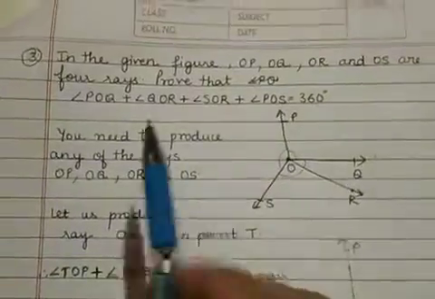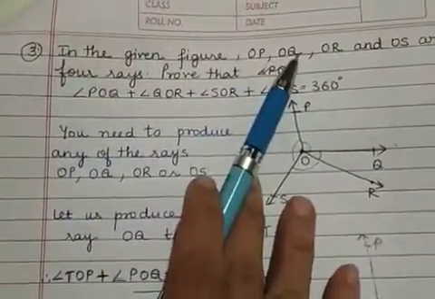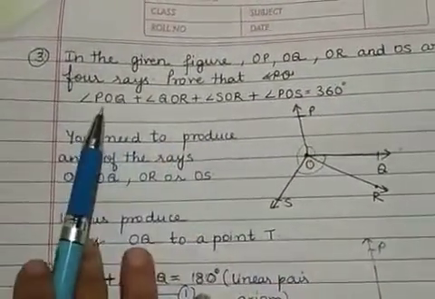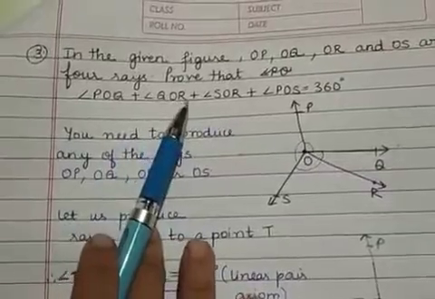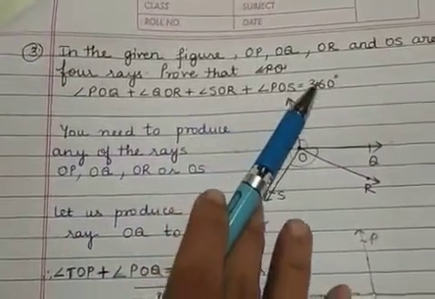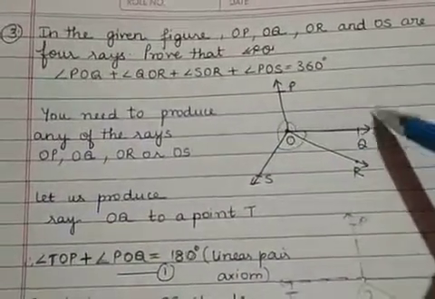Now let us see the third example. In the given figure, OP, OQ, OR and OS are 4 rays. Prove that angle POQ plus angle QOR plus angle SOR plus angle POS is equal to 360 degrees. Okay, this is the figure given to you.